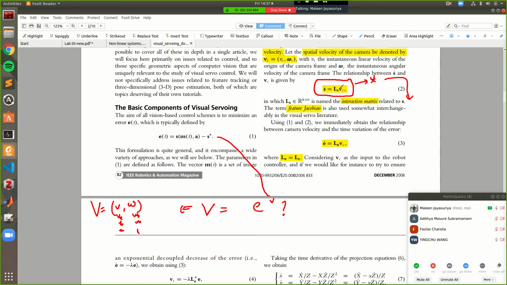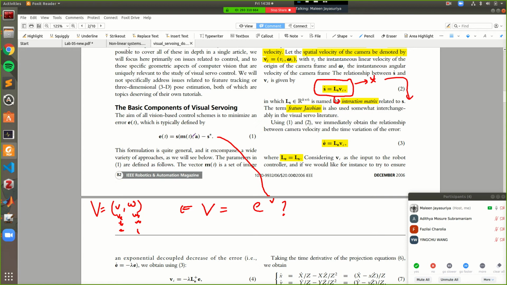We can find the relationship between the velocities and s dot, and that is captured by this L_s matrix. We'll try and figure out this L_s matrix later, but for now, take my word for it, this interaction matrix, we can estimate it. What this interaction matrix gives you is essentially how features are changing with respect to the velocity of the camera. What we want to do now is find the relationship between this and the error term.